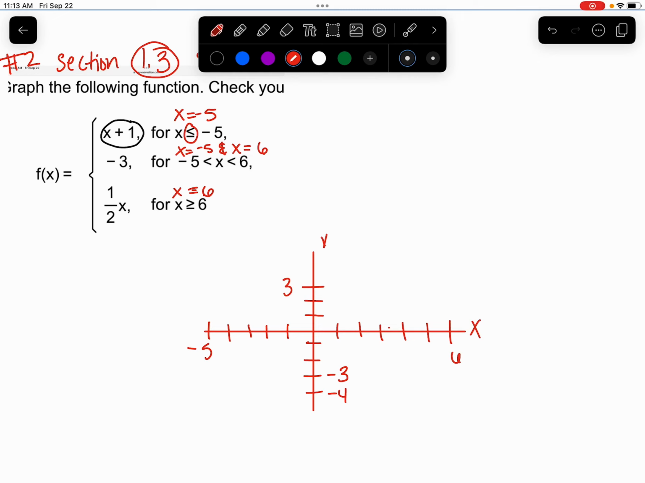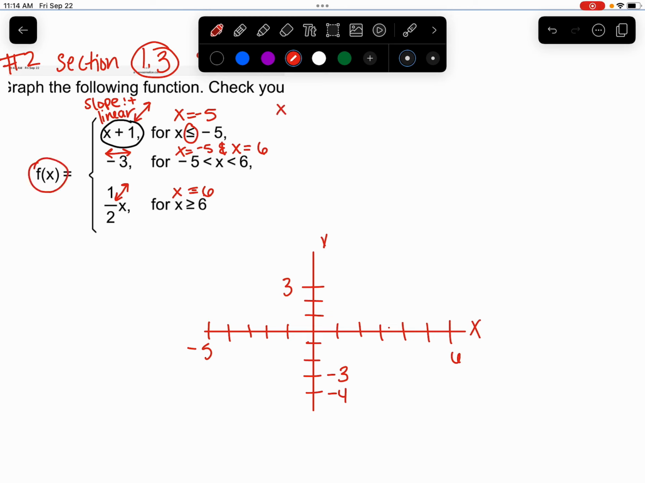Okay, so at x equals negative 5, first of all, this is linear. The slope is positive, so the line will look like this. This is constant, so it will look like this. This also has a positive slope, so it's going to go up like this. Okay. So then for the first one, to graph this, we have to find f of x.